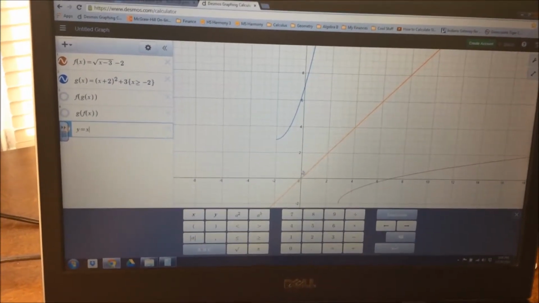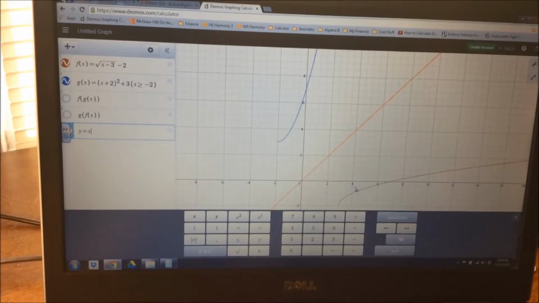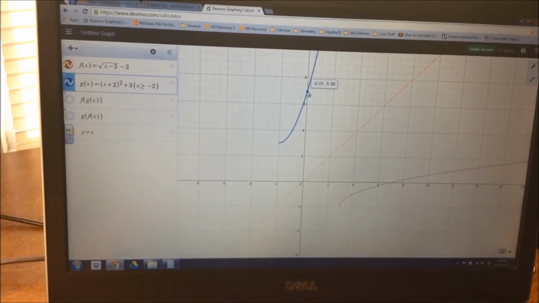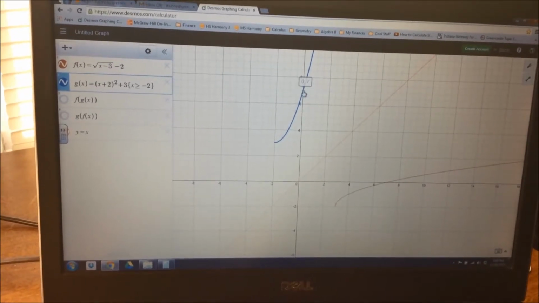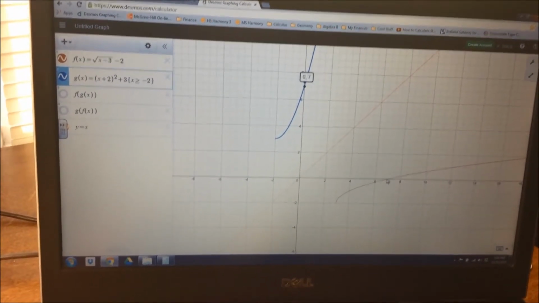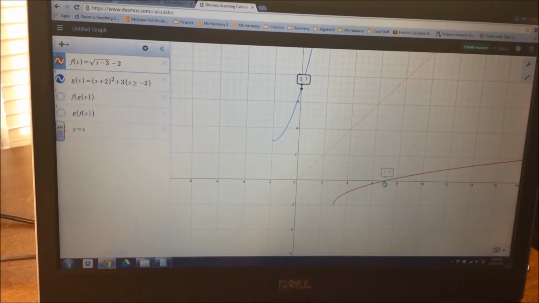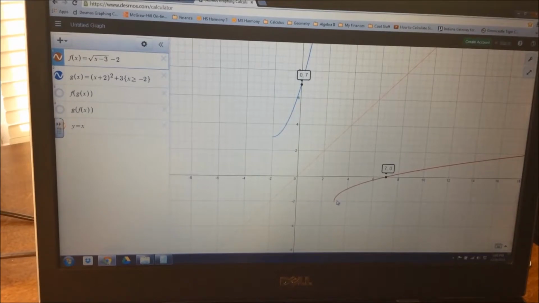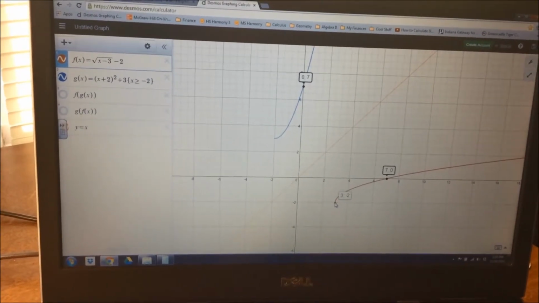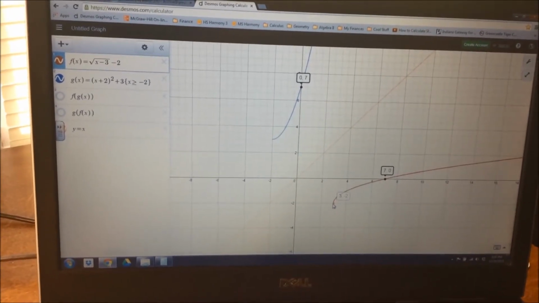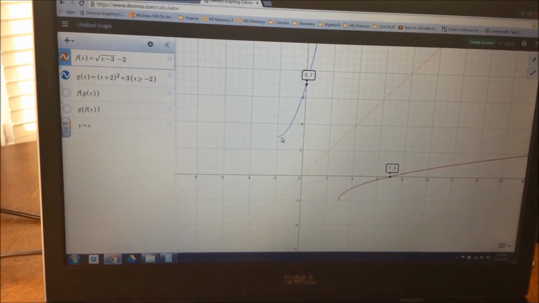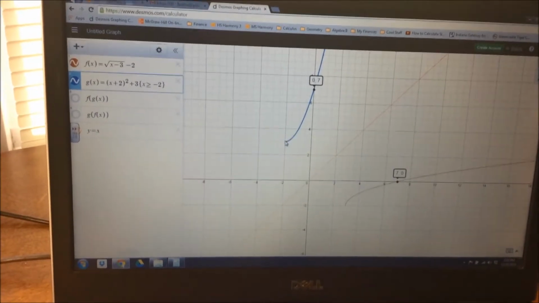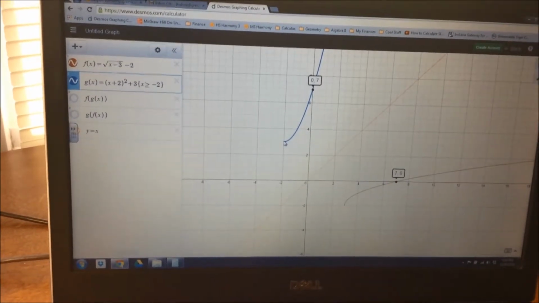You'll notice all these points right here are perfect reflections. This is point 0, 7. You'll notice this point over here is 7, 0. This point right here is 3, -2. This point up here is -2, 3. And it just continues on like that.